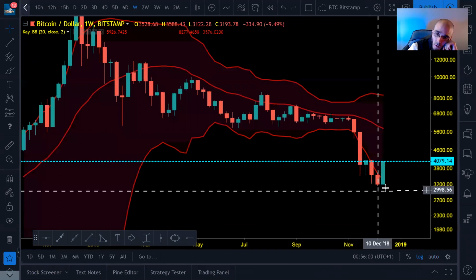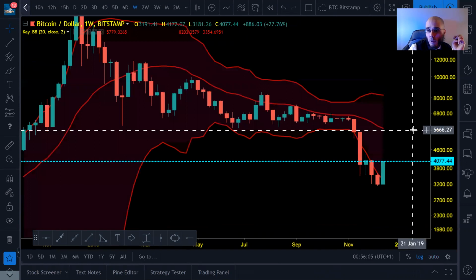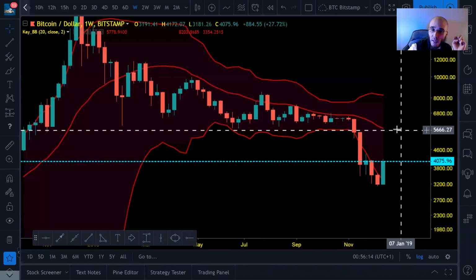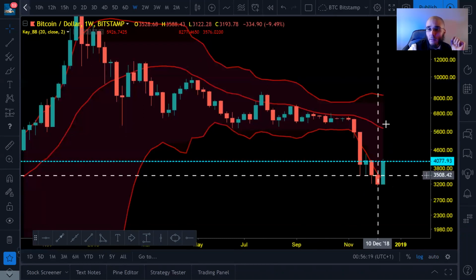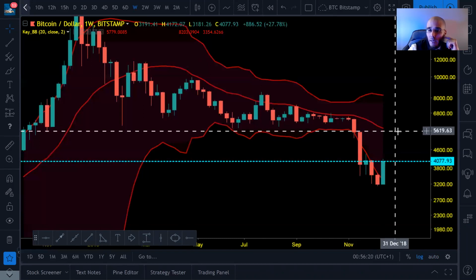Bollinger Band, to me, it's looking positive. The target is 5,800. That's perfect. If we touch it at 5,800 or 5,600, wherever it will be, the middle Bollinger Band, from there we could go lower. But it would be nice if we touch it. For now, the target is 5,500 at least.